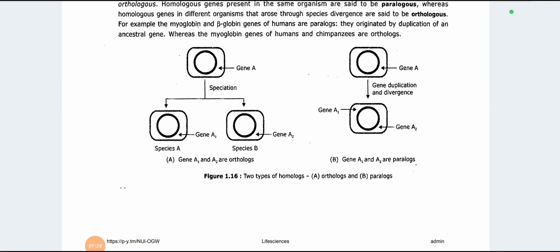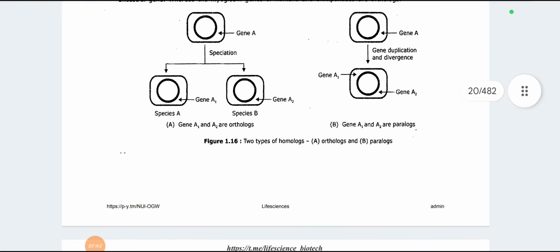For example, myoglobin and beta globin genes of humans, in the same organism, are paralogs, and they originated by a duplication of an ancestral gene. Whereas myoglobin genes of human and chimpanzee species are orthologs. So gene A and gene A, here you can see when a speciation event is there, it is ortholog, and when duplication is there, it is paralog.